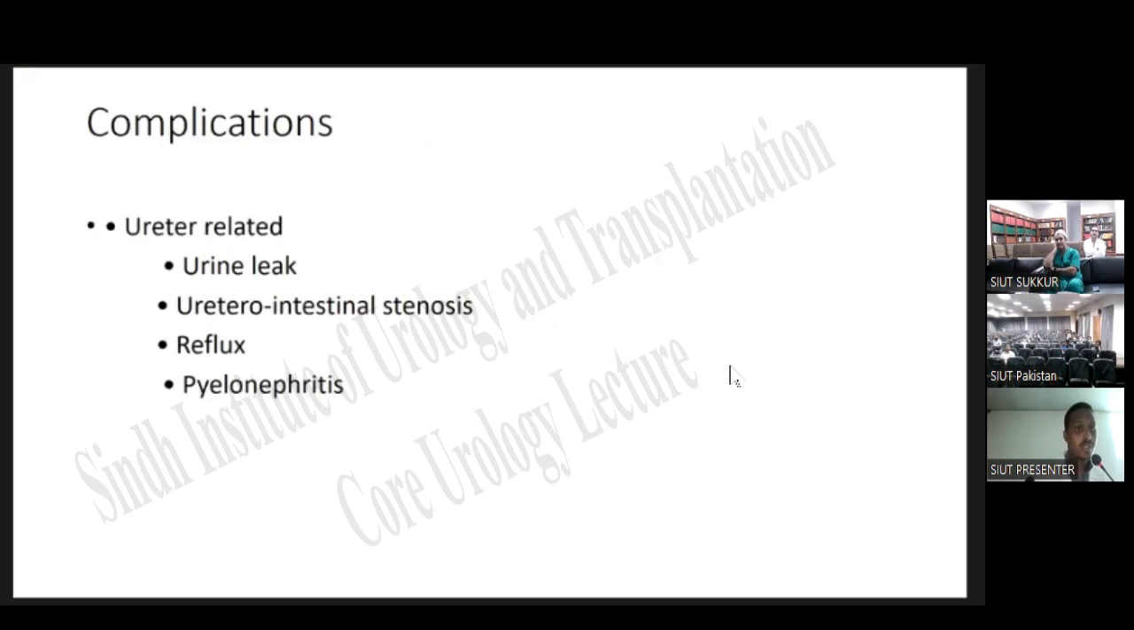Complications related to the ureter now are urine leak, ureterointestinal stenosis, reflux, and pyelonephritis. So if we talk about urine leak, why is a urine leak common? Anybody from the audience?